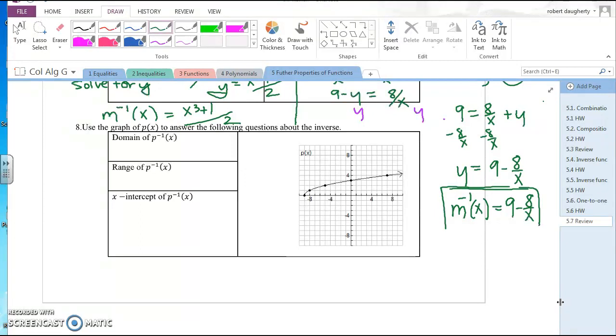The domain of p inverse is the same as the range of p. The range of p inverse is the same as the domain of p. An x-intercept on p inverse, remember x and y switch roles, is the same as the y-intercept of p. So the domain of p inverse is the same as the range of p. I've got p drawn over here, so for the range of p, I don't get y values until I get to 0. So that is 0 to infinity.